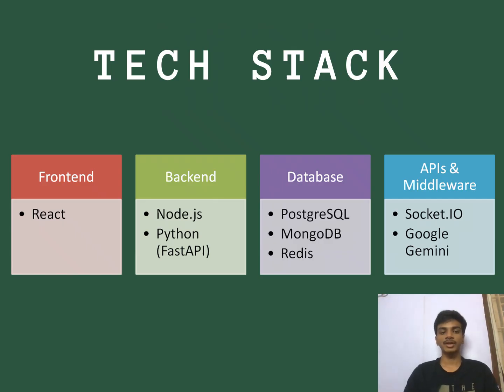The tech stack we are using is, for front end, React; for back end, Node.js, Express.js, Python, and FastAPI; databases like MongoDB, PostgreSQL, and Redis. APIs are the Google Gemini API and the middleware is Socket.io.